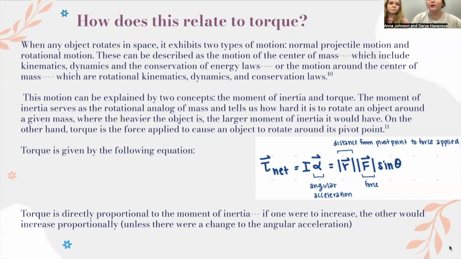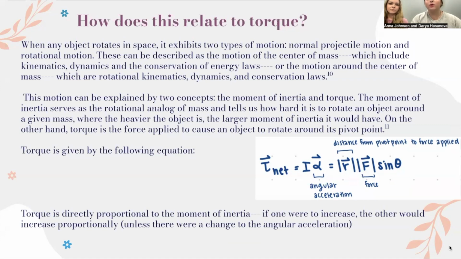And this motion can be explained by two concepts. This would be the moment of inertia and torque. The moment of inertia serves as the rotational analog of mass, and it tells us how hard it is to rotate an object around a given mass. So the heavier the object is, the larger moment of inertia it would have because it would be harder to rotate. On the other hand, torque is the force applied to cause an object to rotate around its pivot point.